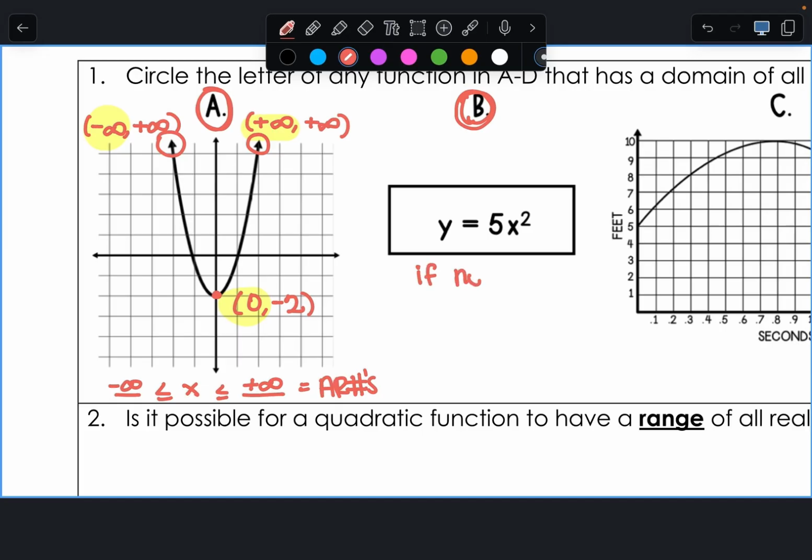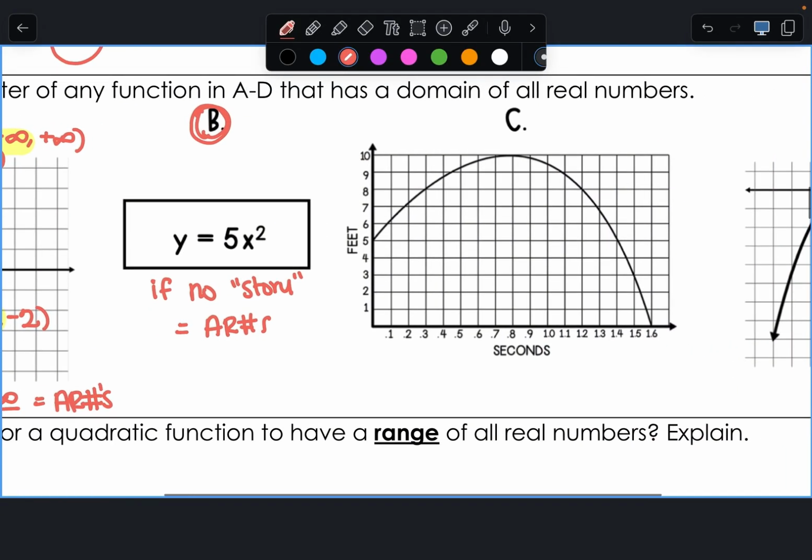If there's no story behind the numbers, it's all real numbers. Look at C. There's a story here. We're talking about feet. We're talking about seconds. So you have to think about the context. Can you have a negative amount of feet? No. Can you have a negative amount of seconds? No. So there's a stopping point here.